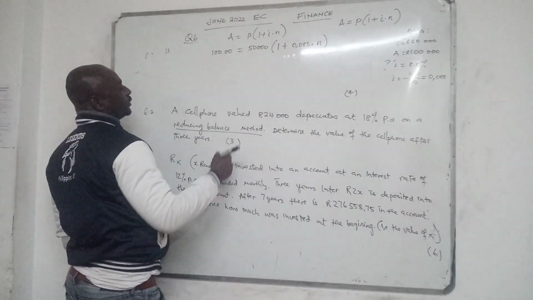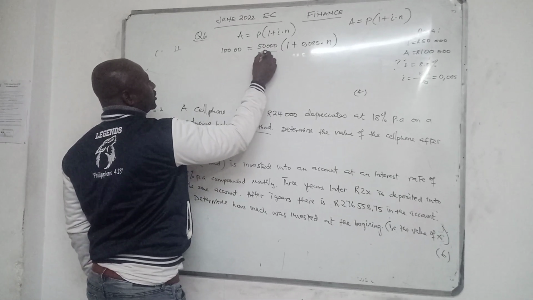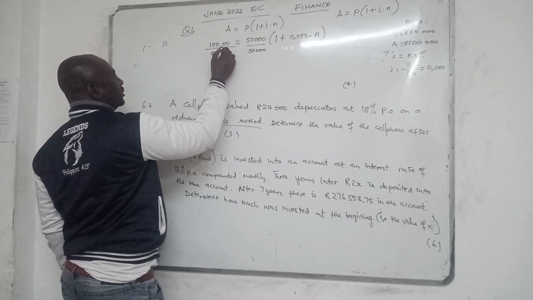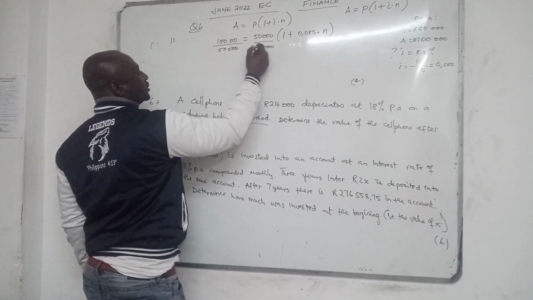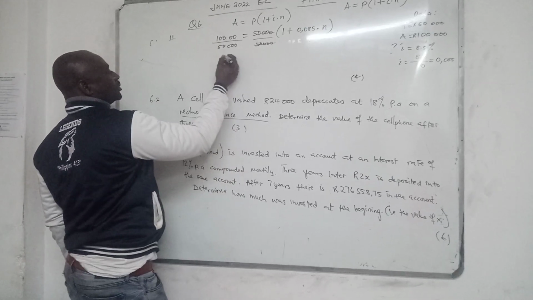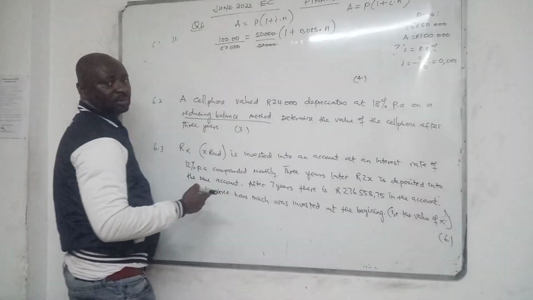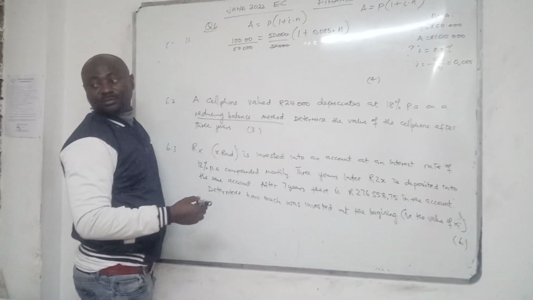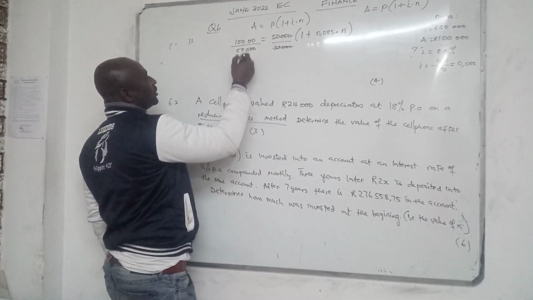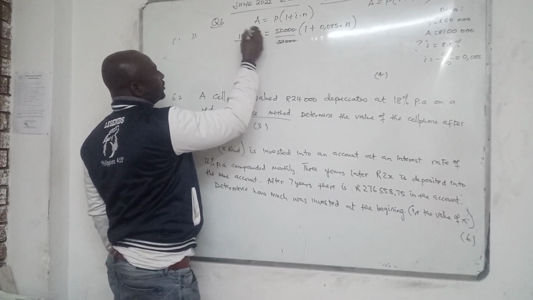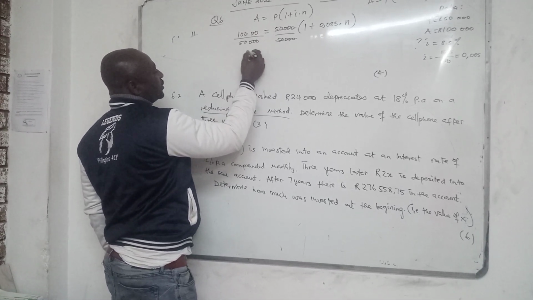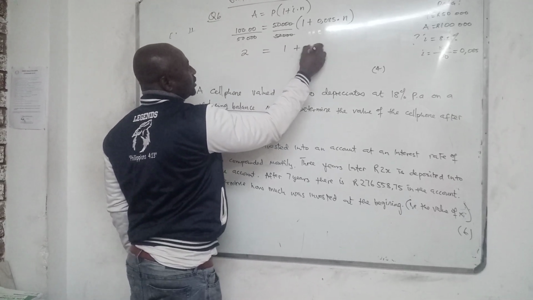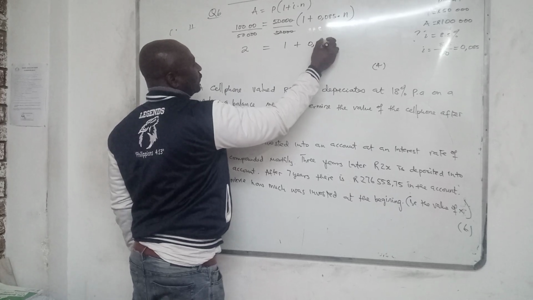So we have to solve for N. So here what do we do? Divide by 50,000. Divide here by 50,000. So this will cancel this, and this will give us 2. 100,000 divided by 50,000 is 2. So 2 is equal to 1 plus 0.085 N.